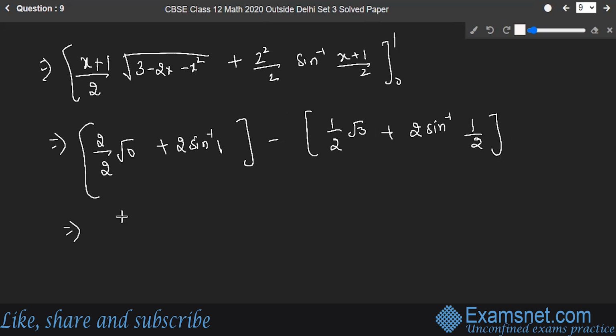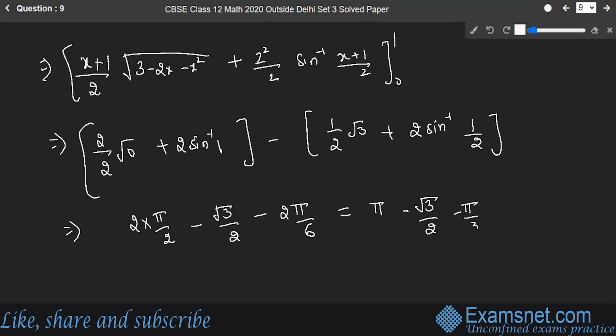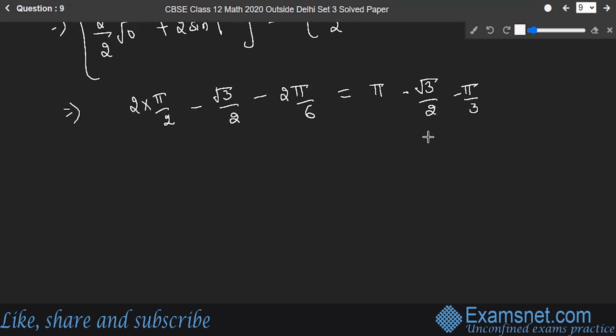So this is equal to, this will be 0, 2 into pi by 2 minus root 3 by 2 minus 2 into pi by 6. This is equal to pi minus root 3 by 2 minus pi by 3. This is equal to 2 pi by 3 minus root 3 by 2. So this is the answer to the question. Hope you understood that. Let's move to the next question now.